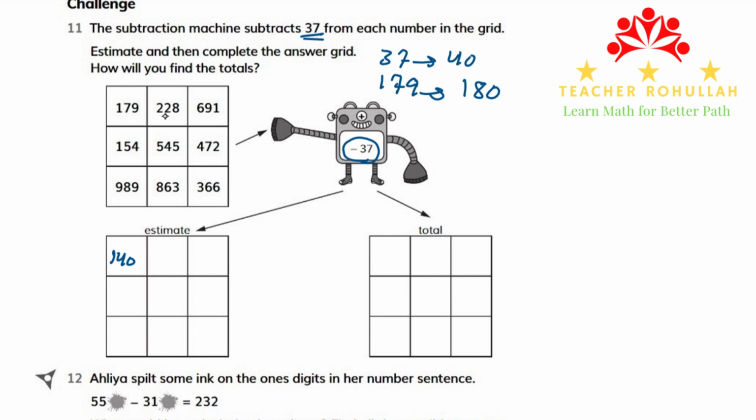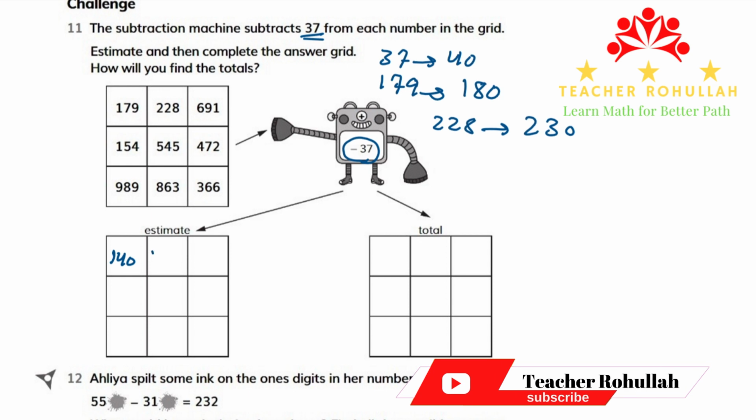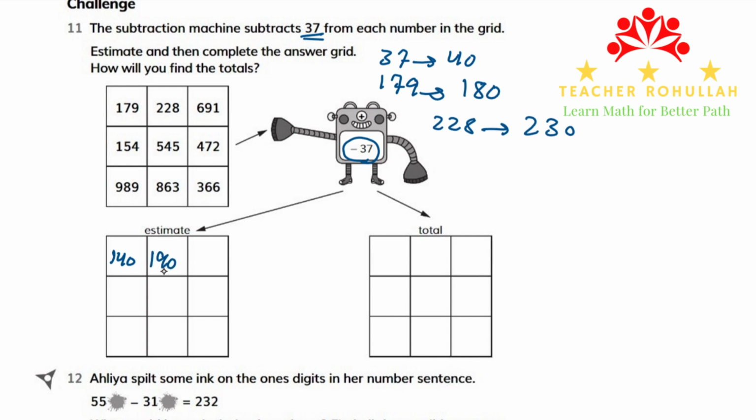The second number on the first row is 228. This rounds to 230. So 230 minus 40 will be equal to 190. How I found this is 190? I can count back in tens. If we count back 4 tens, we will find out the answer. So 230 minus 10 is 220, minus 10 it will be 210, minus another 10 it will be 200, and minus another 10 it will be 190. So we found the answer.